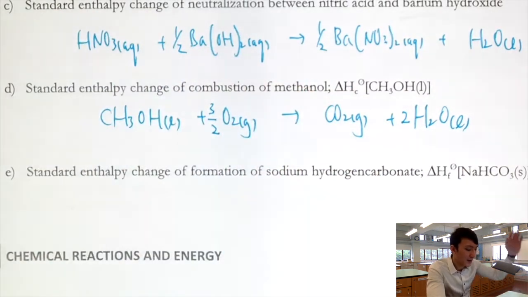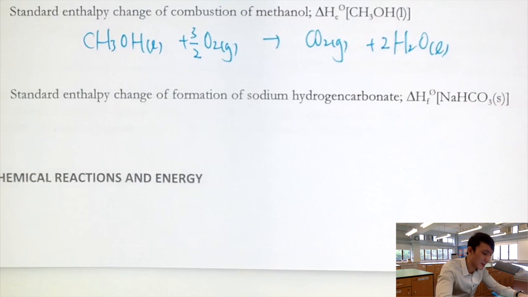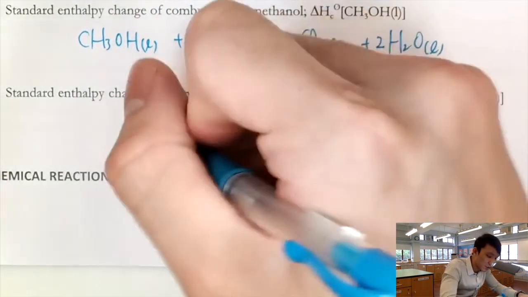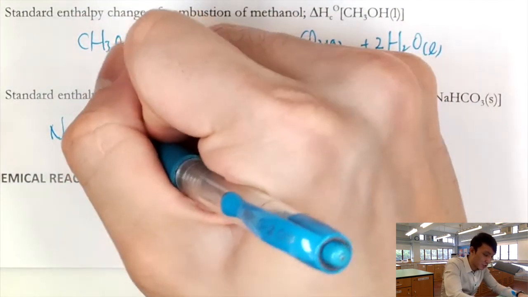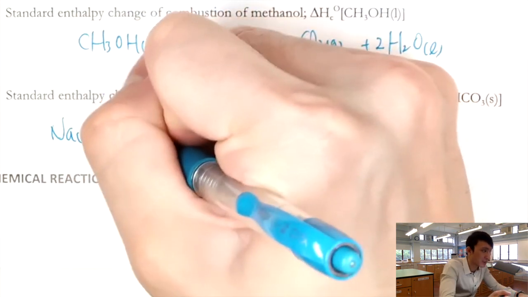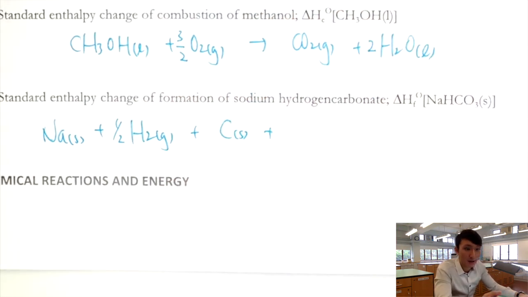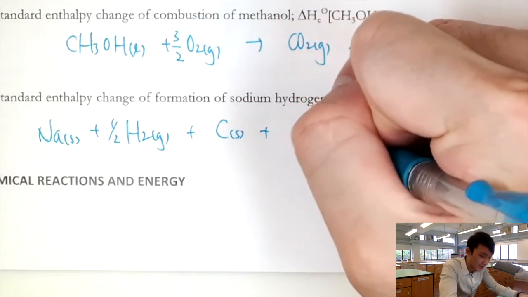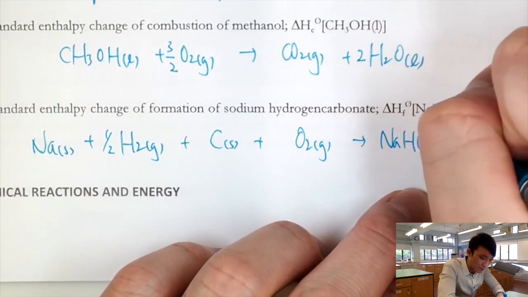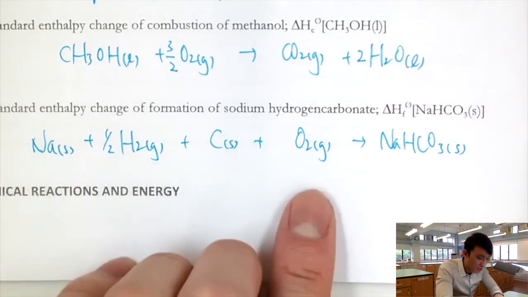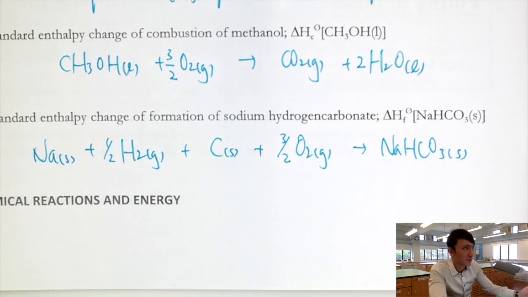Okay? And lastly, the standard enthalpy change of formation of sodium hydrogen carbonate. Okay, so sodium, Na, solid. Hydrogen, H2, gas, we have half of it. And then carbon in the form of graphite. And oxygen, O2, gas, to form NaHCO3, solid. Now for oxygen here, we need to use 3 over 2 oxygen. Okay, so this is the equation.